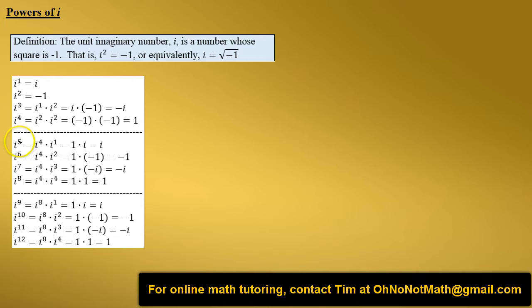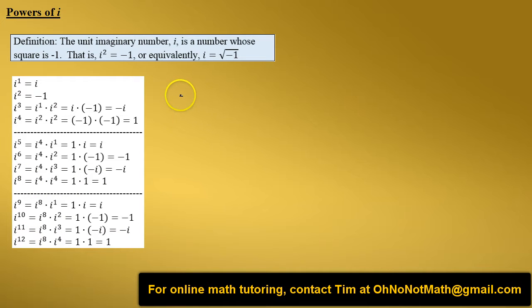Once we get to the exponent of 5, this pattern repeats. So with exponents 5, 6, 7, and 8, we have the pattern i, -1, -i, and 1. Exponents 9 through 12, we have the pattern i, -1, -i, and 1. Notice that any time the exponent is a multiple of 4, the power equals 1. So i to the fourth equals 1. i to the 8th equals 1. i to the 12th equals 1, and so on.